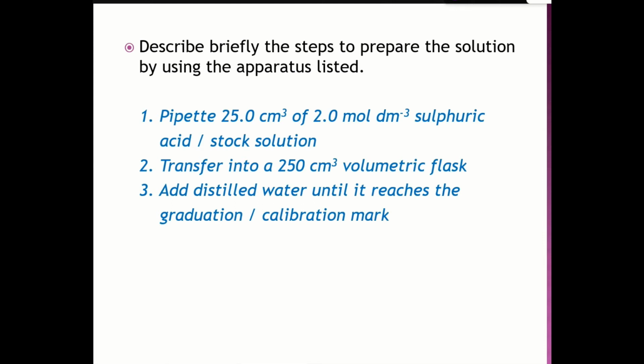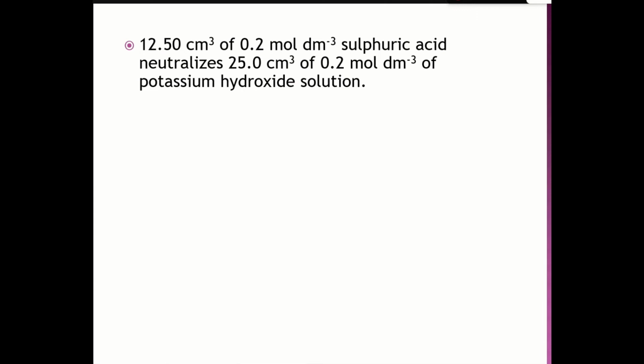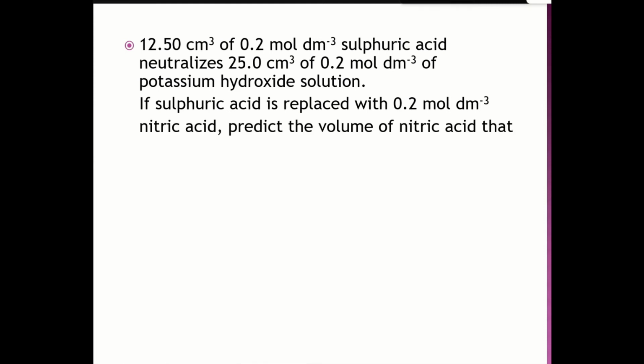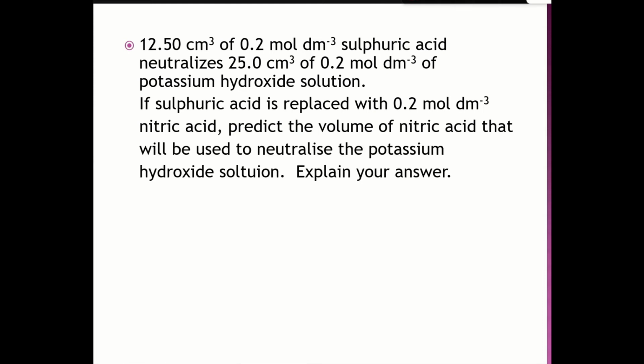Another question here: how are we going to find out this explanation? So I give you the keyword for the question. Let's say 12.50 cm³ of 0.2 molar sulfuric acid can neutralize 25 cm³ of 0.2 molar potassium hydroxide solution. Then, if the sulfuric acid is replaced with 0.2 molar nitric acid, can you predict the volume of the nitric acid that would be used to neutralize the potassium hydroxide solution?